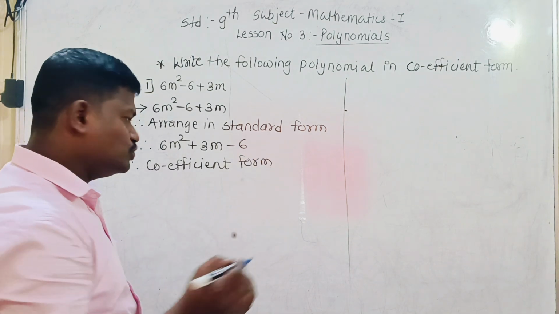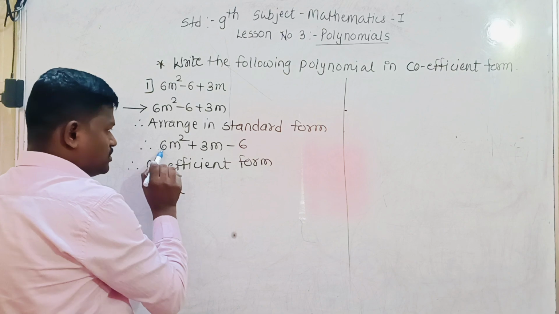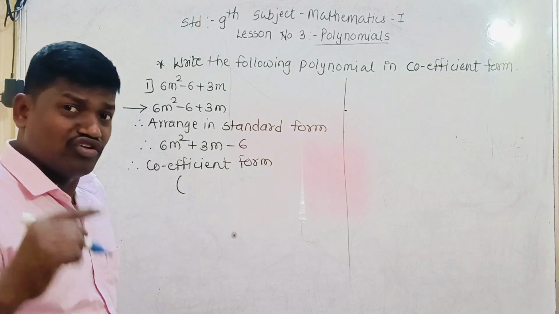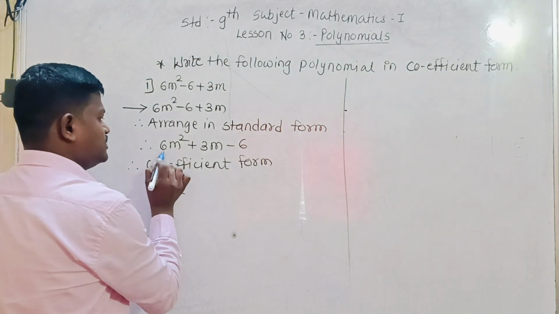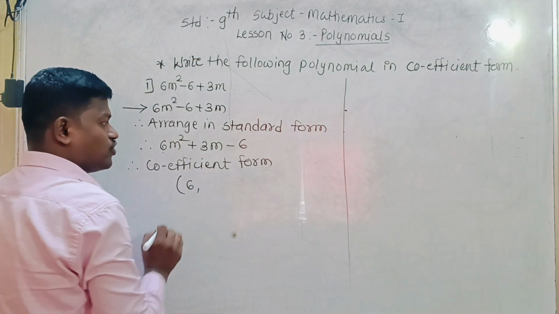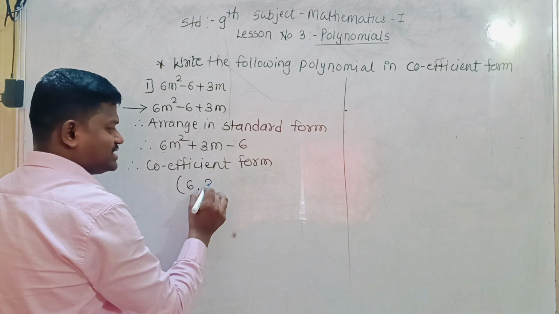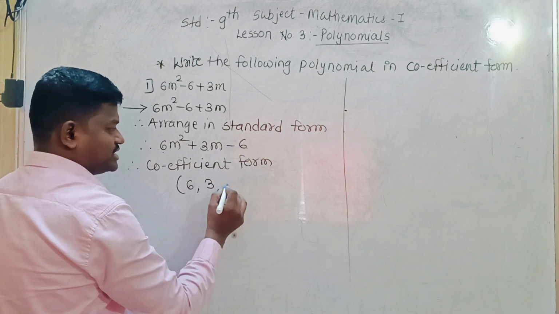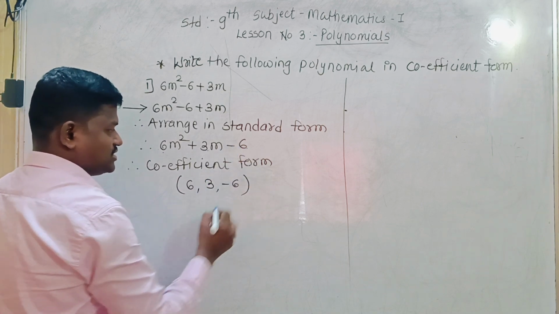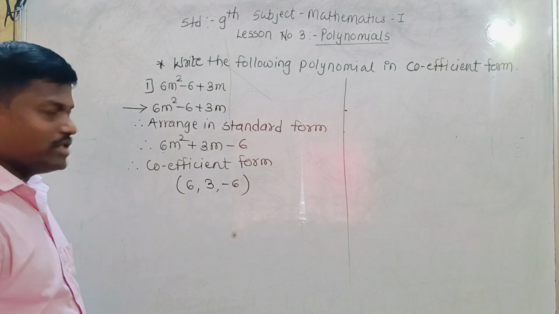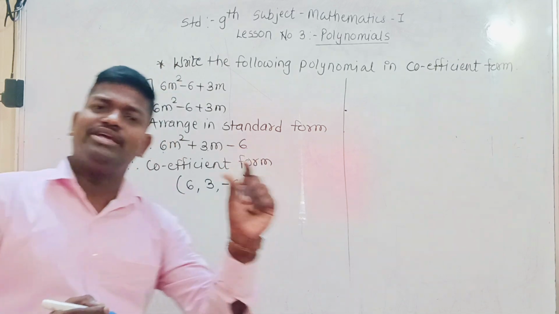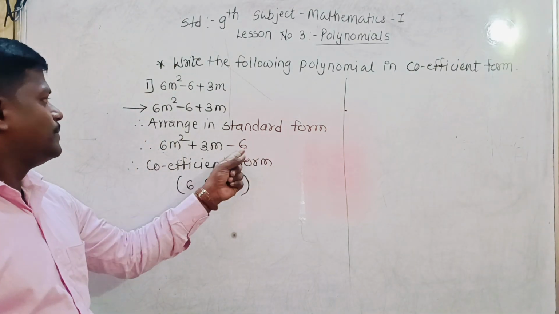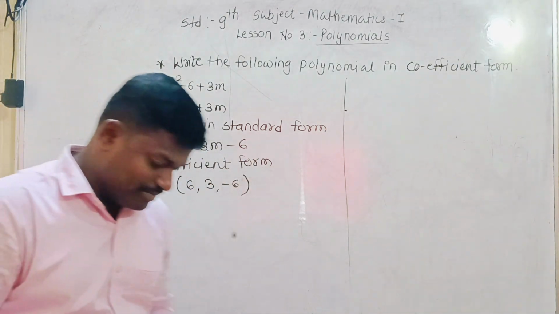What do we have to do? We only check the coefficients. So the coefficient here is 6, then comma, plus 3, that is 3, and here minus 6, so write down minus 6. Understood? After arranging in standard form, we have to write down the coefficients, not the variables.